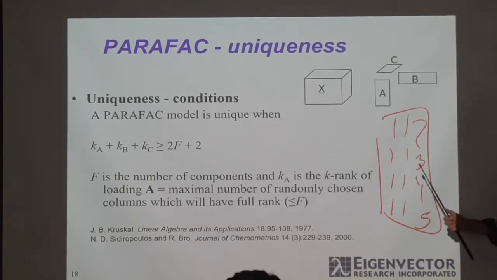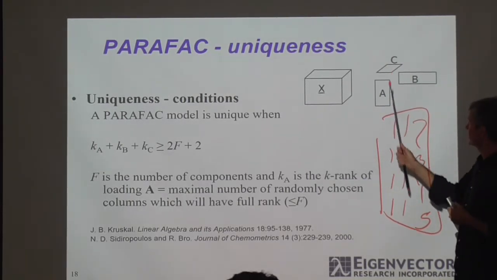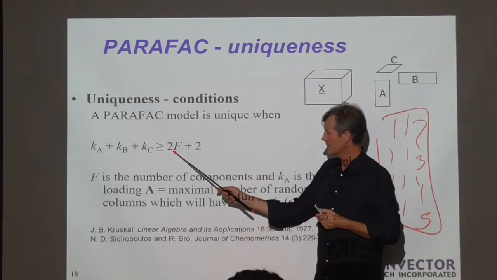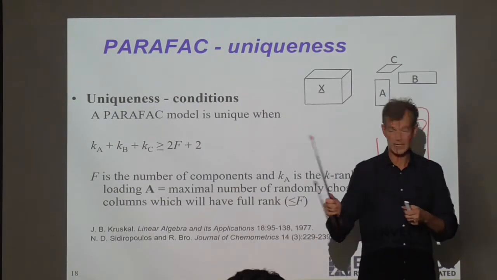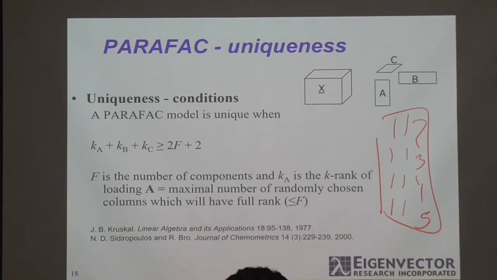Normally the rank and the K rank is the same, but because I constructed it like this, the K rank and rank differs. Well anyway, if I take the K rank of this, this, and this, and add them together, and that number is larger than the number of components times 2 plus 2, then it's unique. Okay, so for example, let's say I have a 6 by 6 by 6 array.